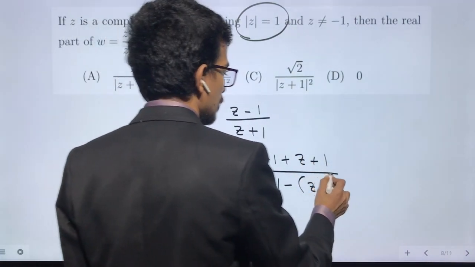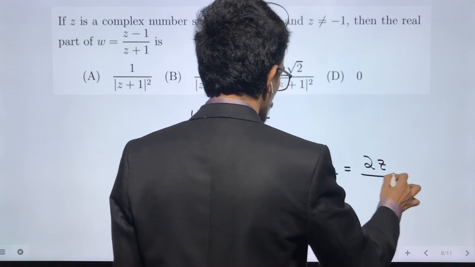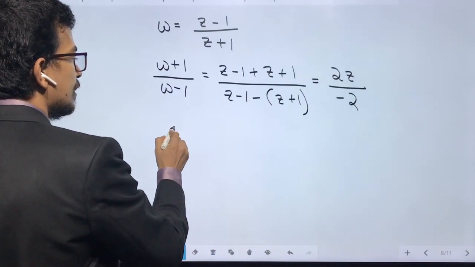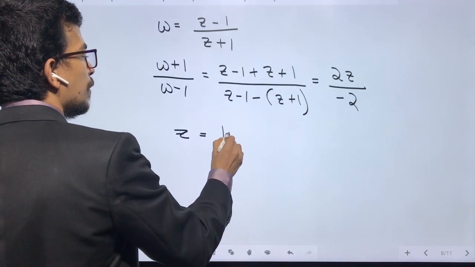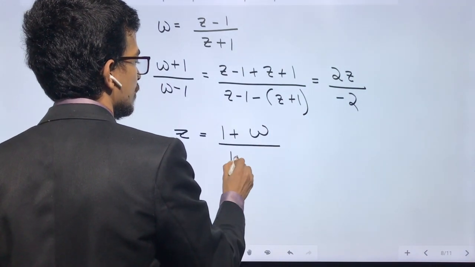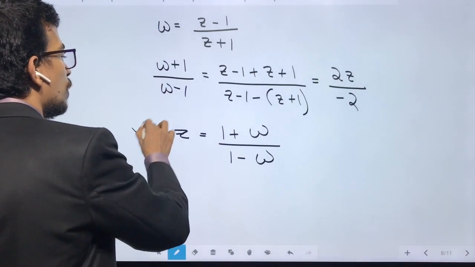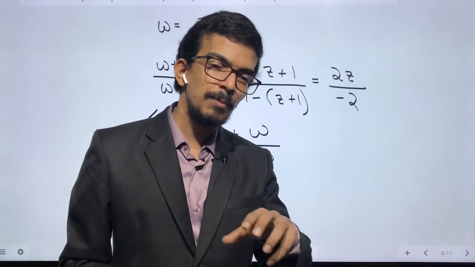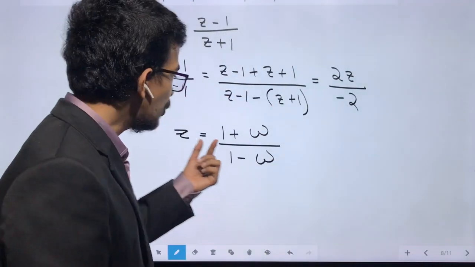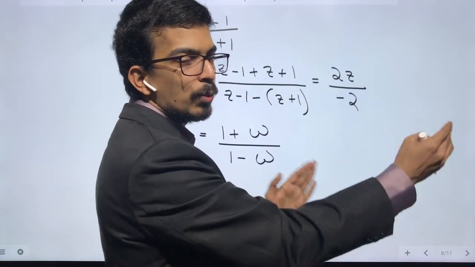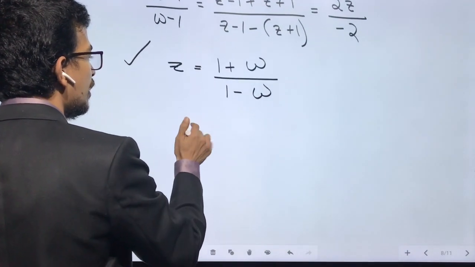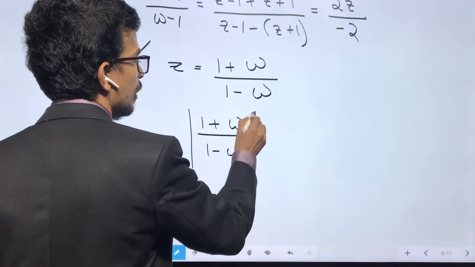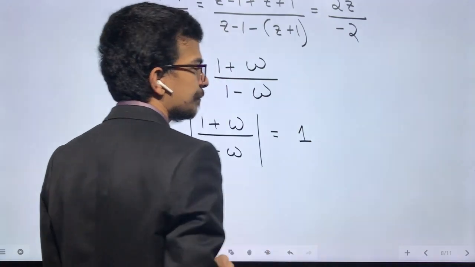So we have 2z divided by minus 2. So ultimately our z is 1 plus omega by 1 minus omega. So we have written z in terms of omega. Now what will I do? I am going to put mod z is equal to 1. So modulus of (1 plus omega) by (1 minus omega) is equal to 1.